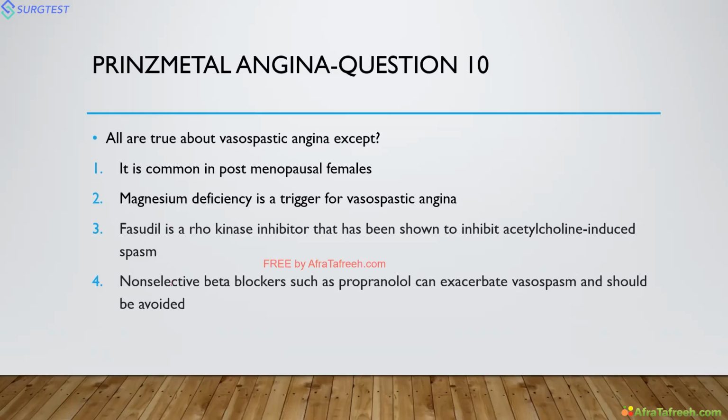All options are true except one. We will come from the bottom. Non-selective beta blockers such as propranolol, which we discussed last time, exacerbate vasospasm and should be avoided. So this is a true option. Then fasudil is a new drug, a Rho kinase inhibitor which has been shown to inhibit acetylcholine-induced spasm. We can use it as a second-line drug for Prinzmetal angina. This is also correct. Again, magnesium deficiency is a trigger for vasospastic angina.